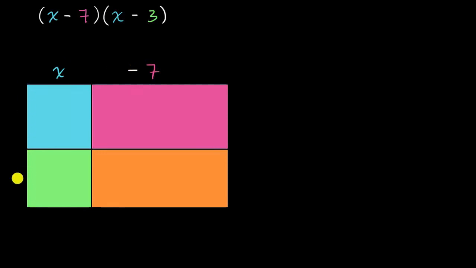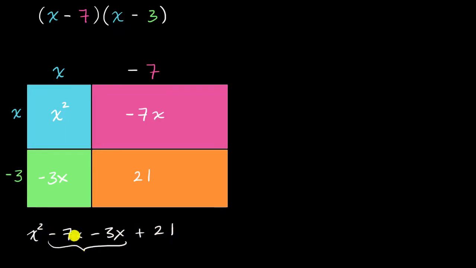And then the height right over here would be x minus 3. So we could write an x there for that part of the height, and for this part of the height, we could put a negative 3. So let's see, if we kept going with what we did last time, the area here would be x squared. The area here would be negative 7 times x, so that would be negative 7x. This green area would be negative 3x. And then this orange area would be negative 3 times negative 7, which is positive 21. And then we would say that the entire product is x squared minus 7x minus 3x plus 21. And we could, of course, add these two together to get negative 10x.